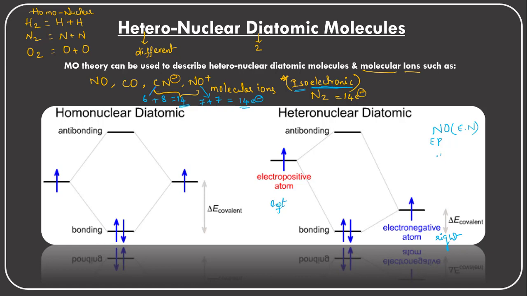And in carbon monoxide, carbon is the electropositive atom and oxygen is the electronegative atom. So the electronic configuration, or atomic orbitals, of carbon we should write on the left side, and the electronic configuration as well as the atomic orbitals of oxygen we write on this side. And we need to remember one more point: carbon has higher energy. The electropositive atom has higher energy than the electronegative atom. Is that clear?